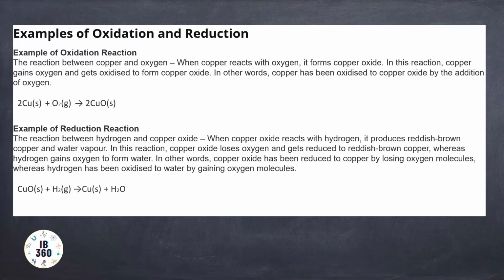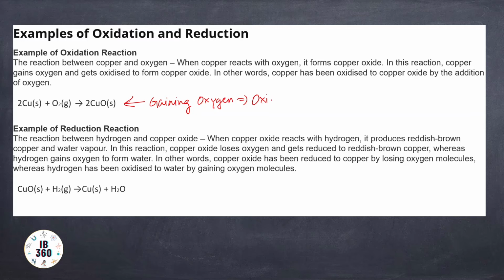In the first case, we have copper and oxygen as the reactants. Copper is in solid form, oxygen is in gaseous form. Copper is reacting with oxygen, forming copper oxide, which is a reddish brown colored powder. So copper is getting oxidized because it is gaining oxygen, that means oxidation.